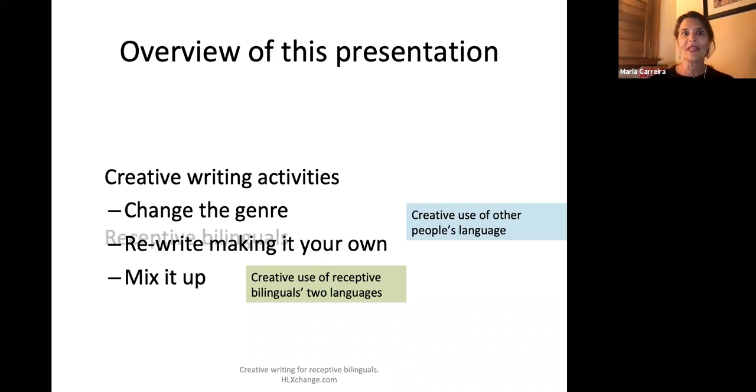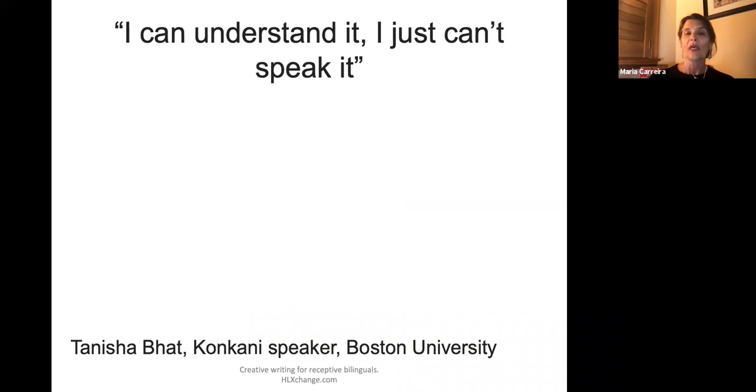Before looking at these activities, I want to just briefly tell you what I mean by receptive bilinguals, how I'm using this term. Now, typically, we think of receptive bilinguals as it appears on the screen. I can understand it, I just can't speak it. This is the way Tanisha Bhatt, a Konkani speaker, Konkani is a language spoken in India, and a student at Boston University, first defines herself in a blog.